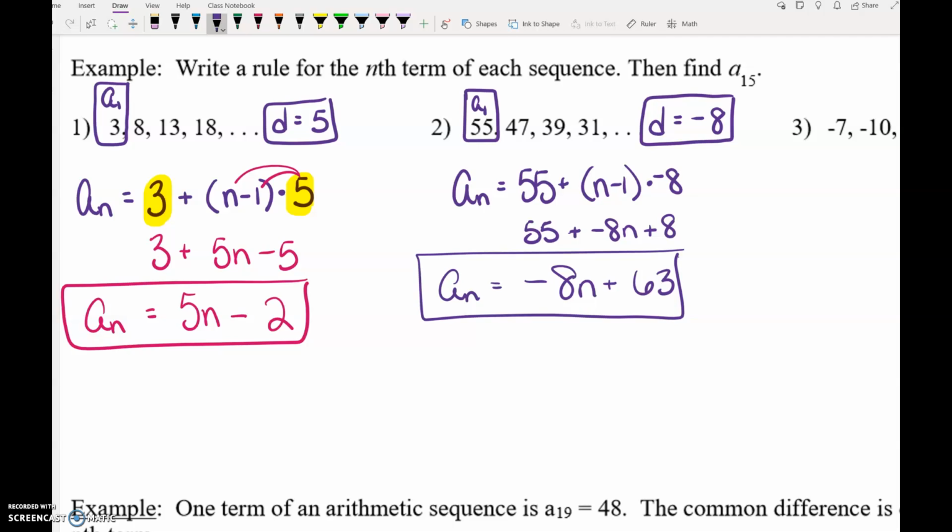Right, going back up to this example, I forgot to include this in the first video. The other instruction in this example says, then find a sub 15. All this means is take the rule that you just created and plug 15 into it to find the 15th term. So let's do that in example 1.